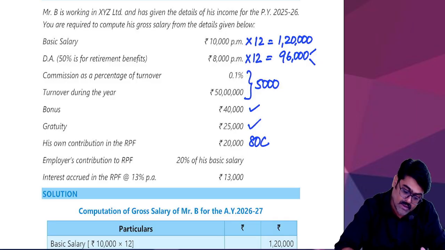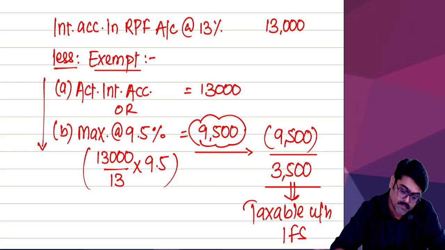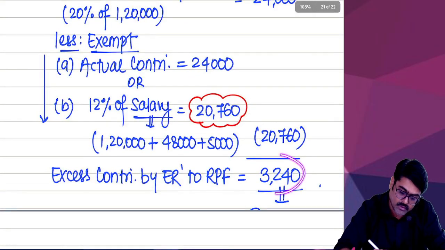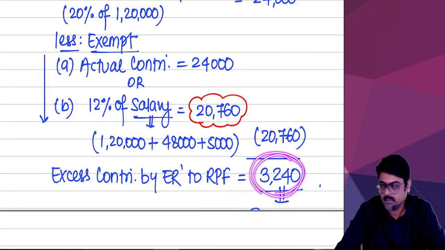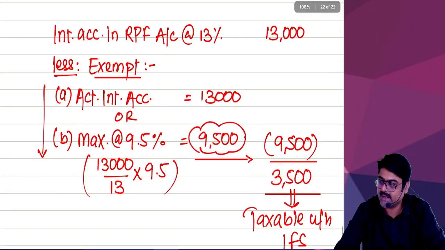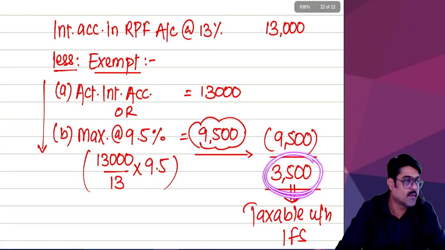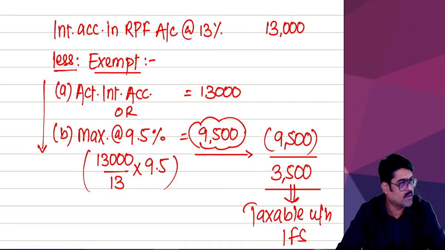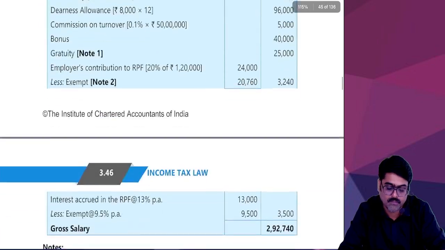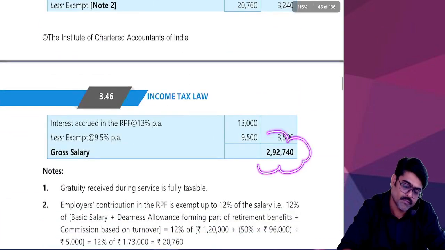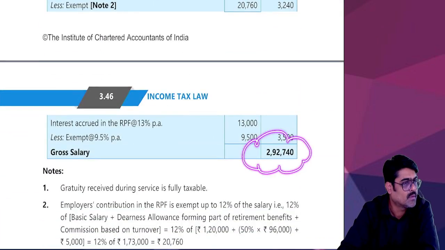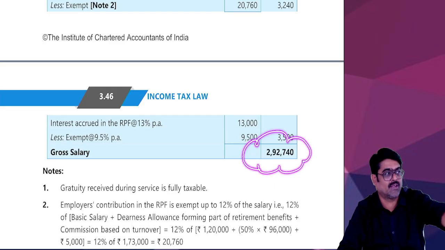Now, will you add the entire employer's contribution or only 3,240? So add 3,240. Will you add the entire interest or only 3,500? Add 3,500. On your calculator, you are getting something. What is that amount? Very difficult, no? 2,92,740 is your gross taxable salary.